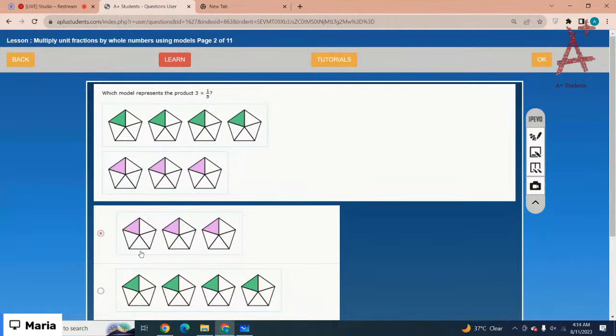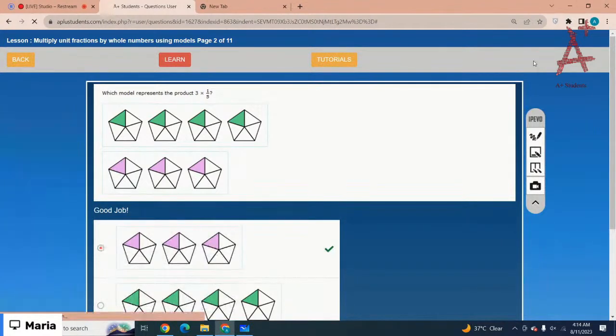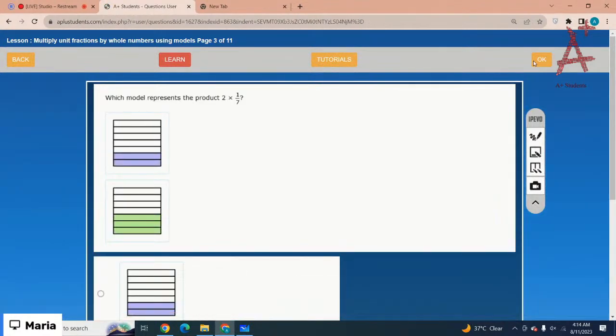Okay, I forgot to click on the OK button. Okay, which model represents the product 2 times 1 over 7? So which is the correct option?